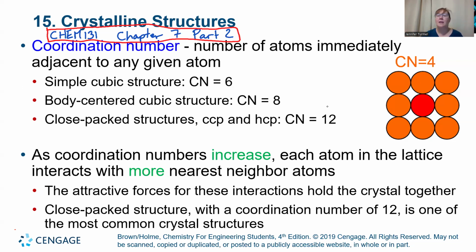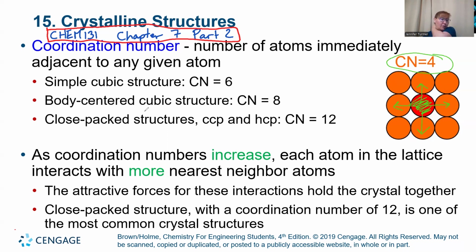Okay, so what does that mean? If this is the atom that we're looking at right here, I'll shade it in. This is the atom that we're looking at. It's immediately touching this one and this one and this one and this one. So it's immediately touching 4 atoms, and that gives it a coordination number of 4.